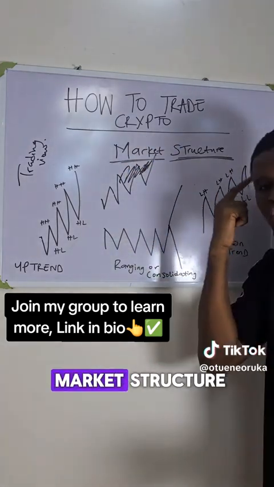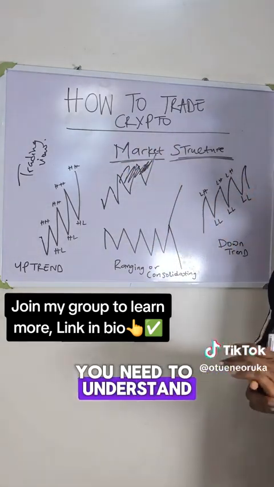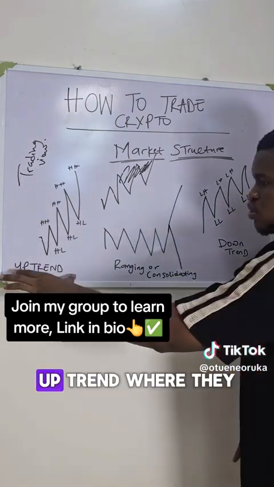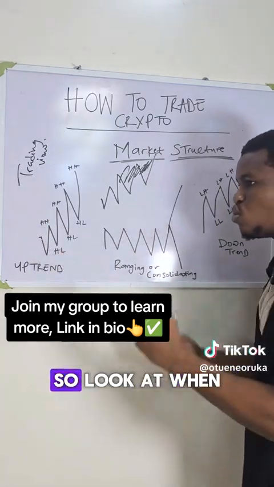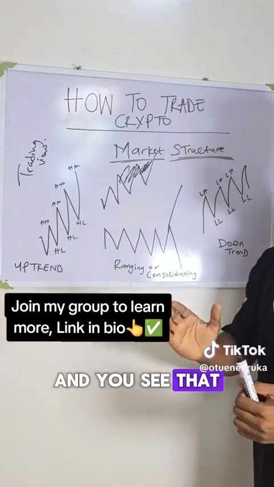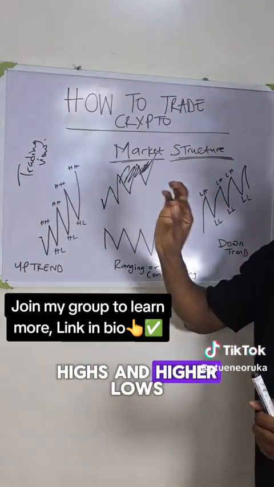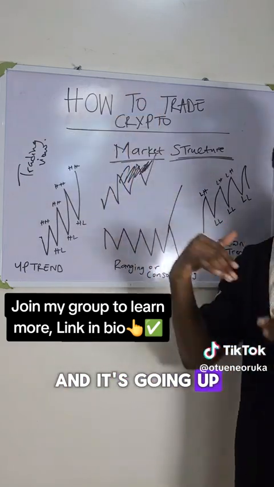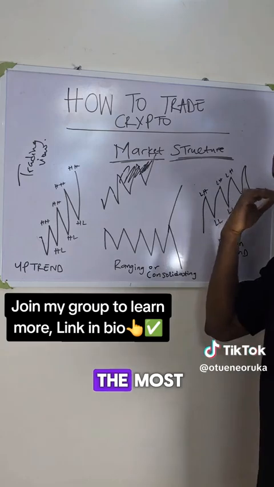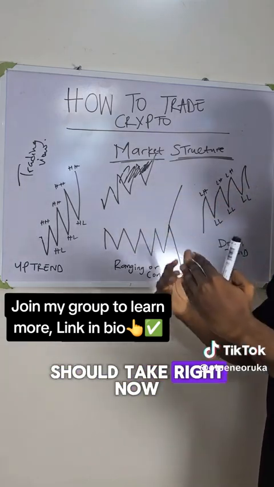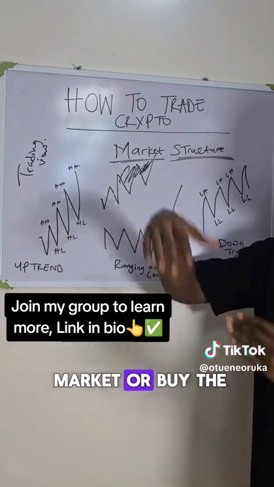So anytime you hear market structure, you need to understand that there are three types. Number one, uptrend, where they have higher highs and higher lows. So when you look at the chart and you see that it is forming higher highs and higher lows and it's going up, then you know that, okay, this is an uptrend. It means that the best decision I should take right now is to long this market or buy the coin.